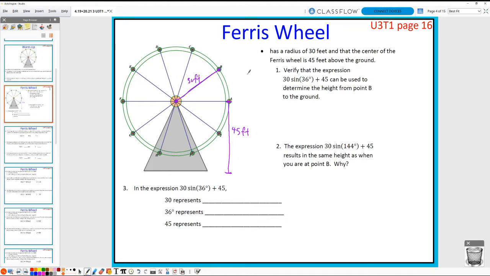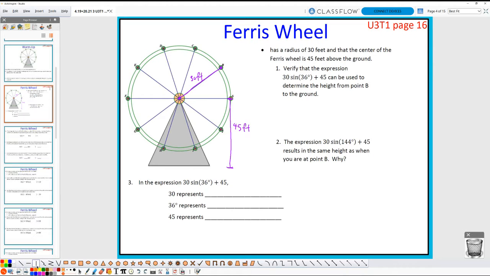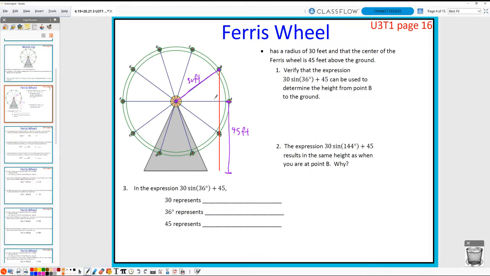So from what we learned last week, if I want to find this height from B all the way down to the ground, well, I can break this into two parts. I know that this part from here to here is 45. They're the same length. So that's going to be 45. Now I need to figure out what y is. Well, if I know what theta is going to be, then I can use sine of that angle, which I can figure out is opposite y over 30.